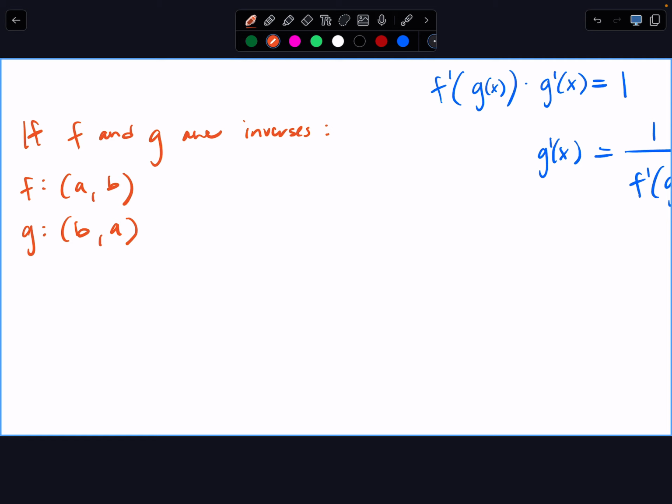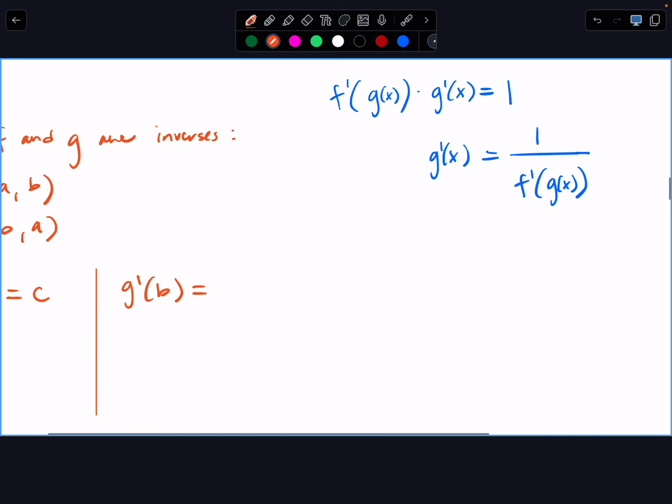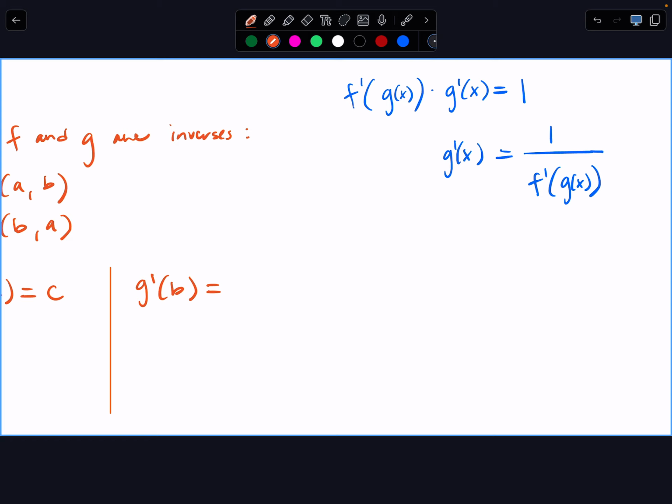Okay, so let's say that we were finding f prime of a, and that's equal to a value, c. Leave that for a second. Then let's say we wanted to find the slope of the tangent line at b for the function g. So we wanted to find g prime of b. Using that formula that we just came up with, g prime of b would be 1 over f prime of g of b.